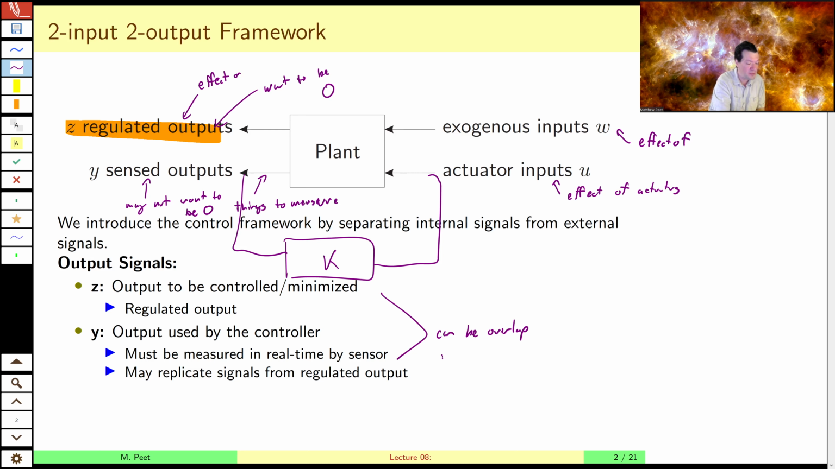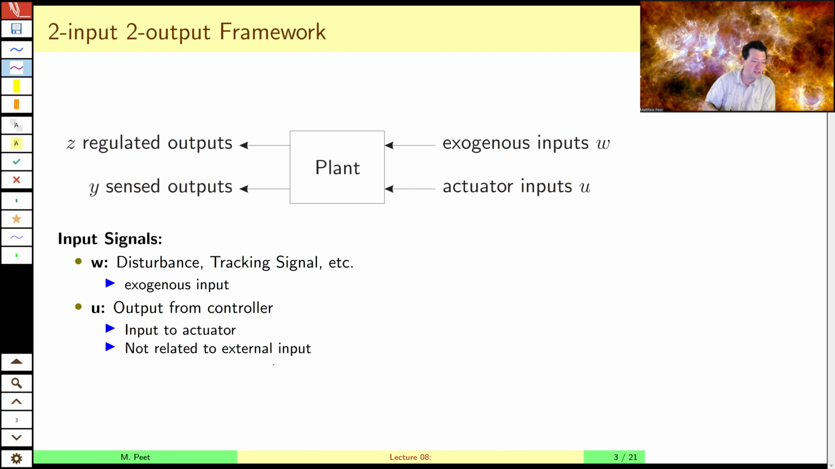But in any case, you have to separate them out into separate signals, Z and Y. And when you figure out what those are, they may be the same thing, they may be some duplicates, but we have to actually pull them out and represent them separately in this two-input framework. So they can be overlapped. However, with the constraint, of course, that for the sensed outputs, we have to be able to measure them in real time. So we have to have real-time measurements of these as an electrical signal.